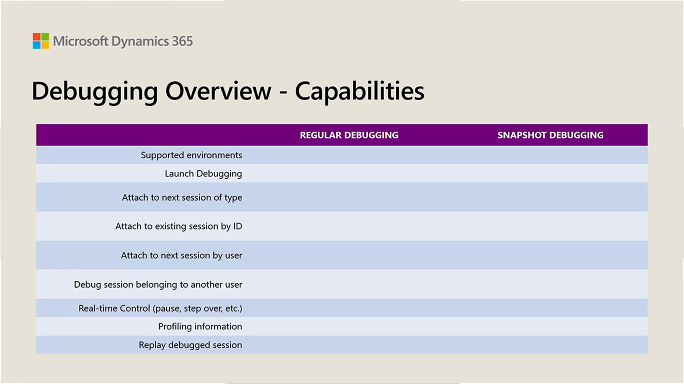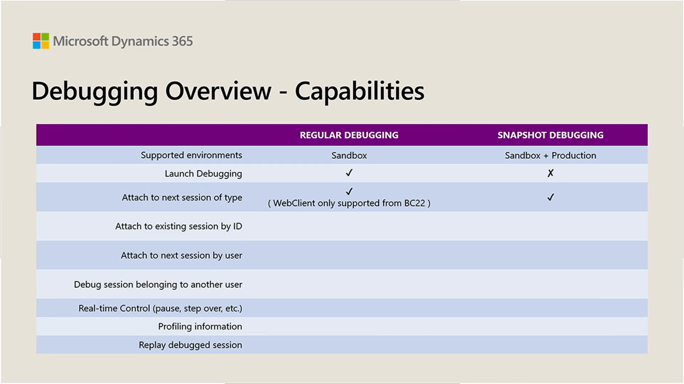So these two types have very different capabilities that you need to be familiar with, so you know what each type can do and what it cannot. The most important difference is that regular debugging only supports sandbox environments, whereas snapshot debugging supports both sandbox and production. So of course, if you have a production environment, then use snapshot debugging to troubleshoot it. Then launch debugging. With that, I mean pressing F5, which launches the browser, and you can start debugging. That's only supported with regular debugging.